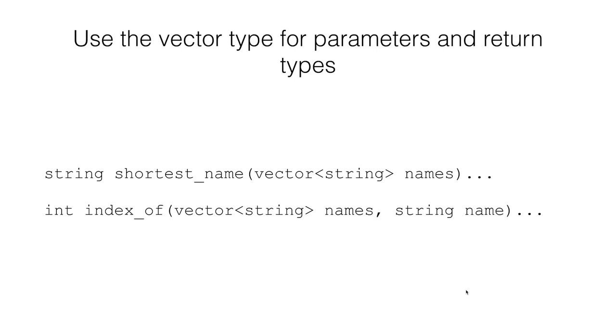We can also use vectors as our parameters and return types. So our shortest name function could have a vector as a parameter. You would pass that like this. You can also do the same thing with, for example, the index of. We pass in, here's the list of names, but I want you to check this name in that list of names. So we have two parameters in that case.